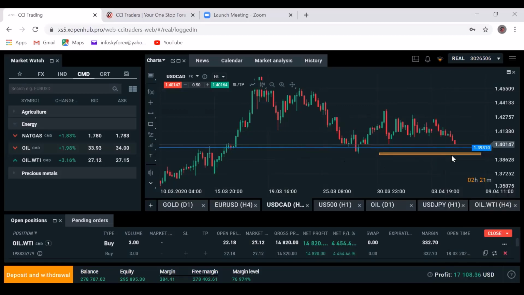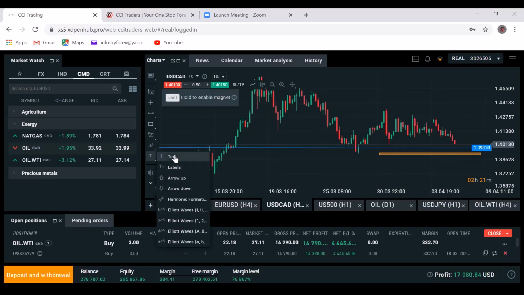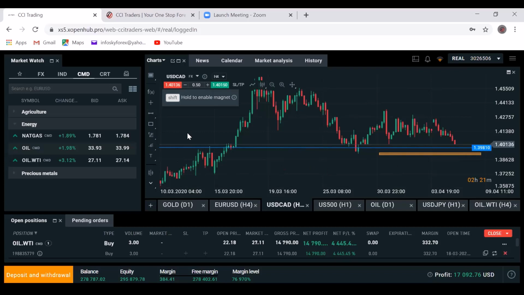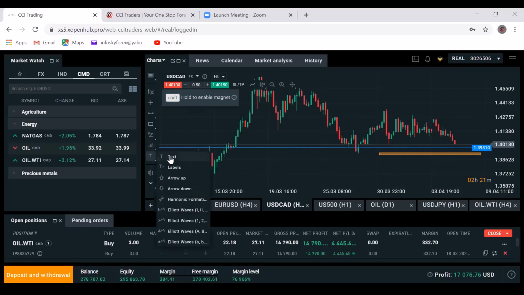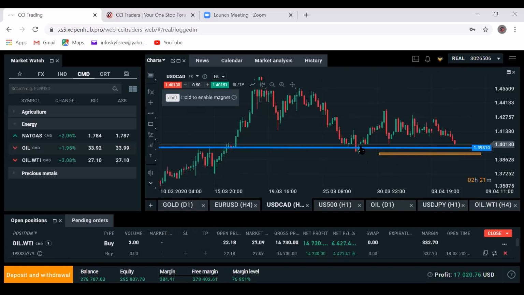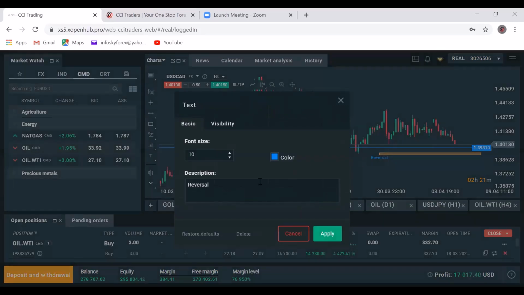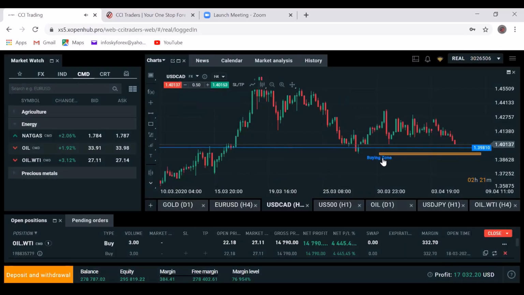So it is a good opportunity to buy at this point. It's a good opportunity for buyers to buy US Canada at this point. It's at buying zone.